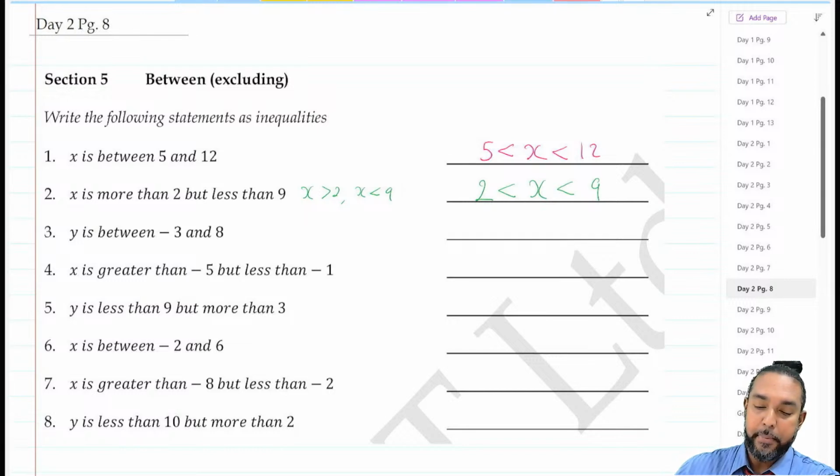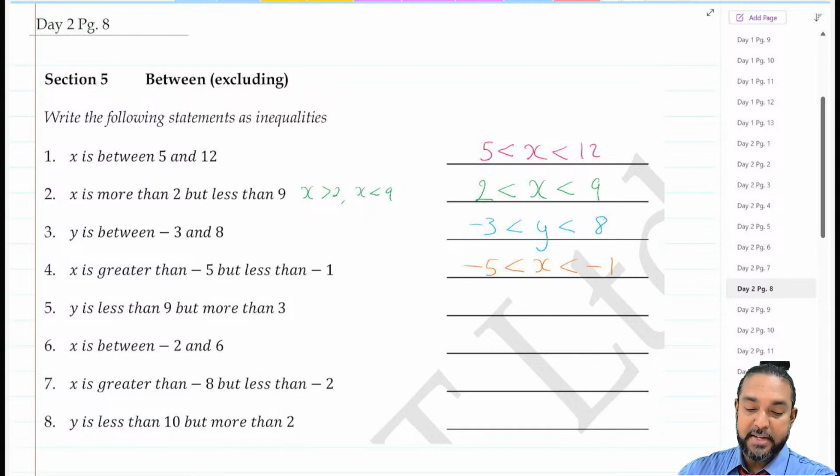Then Y is between minus 3 and 8. Y is clearly greater than minus 3, but less than 8. All right. X is greater than minus 5, but less than minus 1. Okay. We're going again. Y is less than 9, but more than 3. So Y is less than 9, but greater than 3. X is between minus 2 and 6.